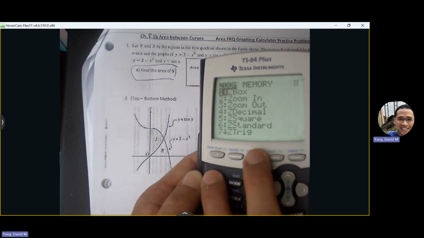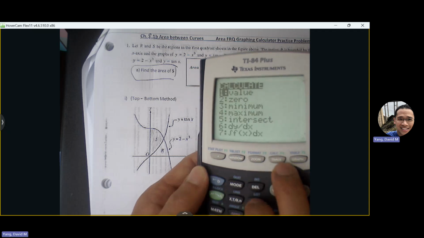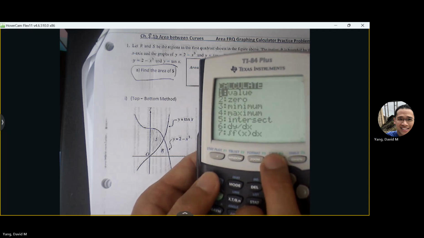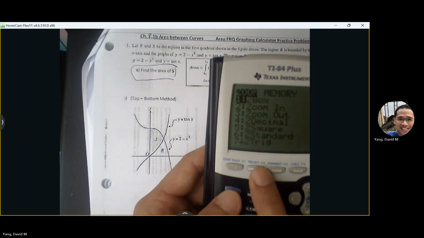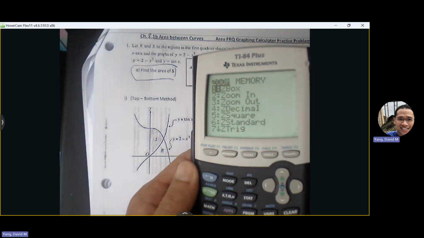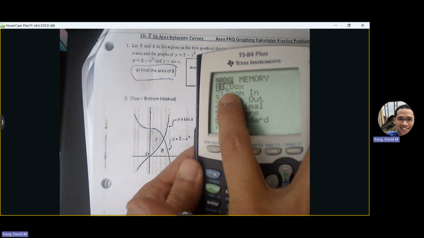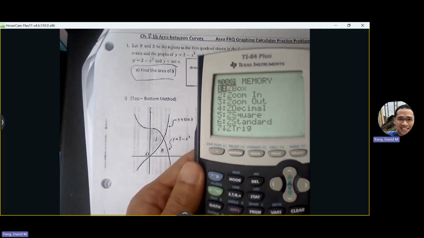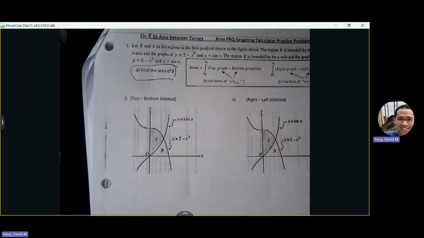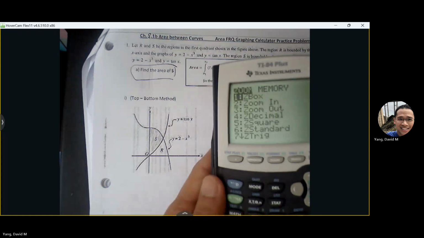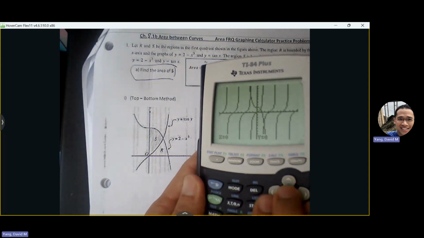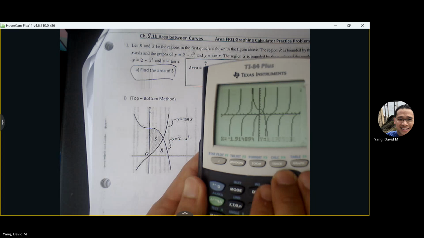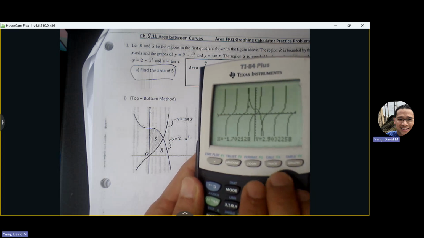Zoom, sorry, second. Sorry, okay, zoom. So if you click on zoom, there's a zoom box option, okay? So when you click on that zoom box, what we want to do is create a box in our region. And what you want to do is move your cursor to where you want the upper corner of your box.